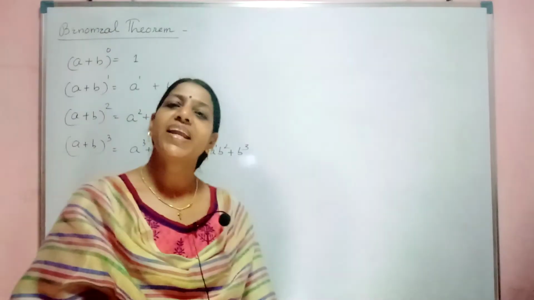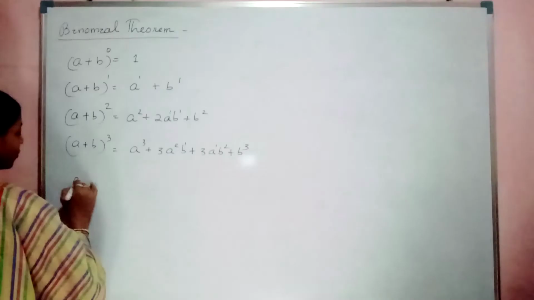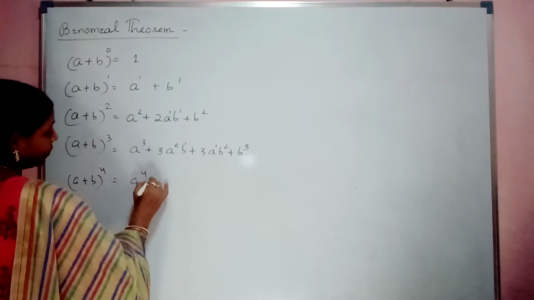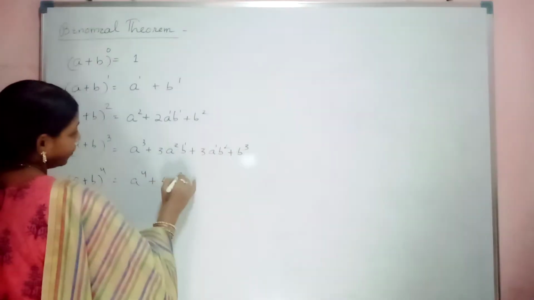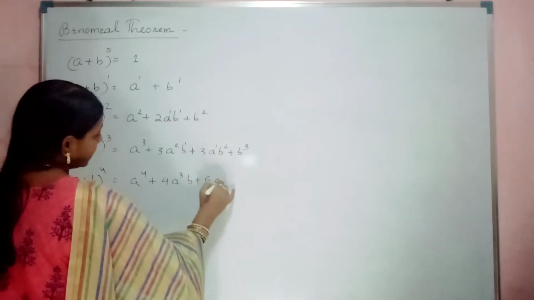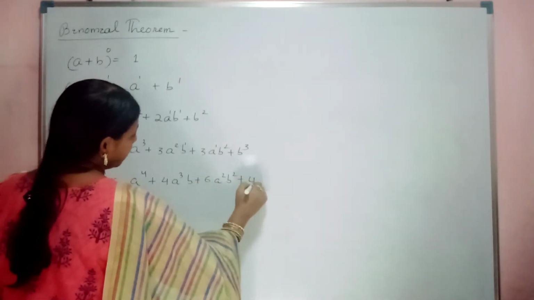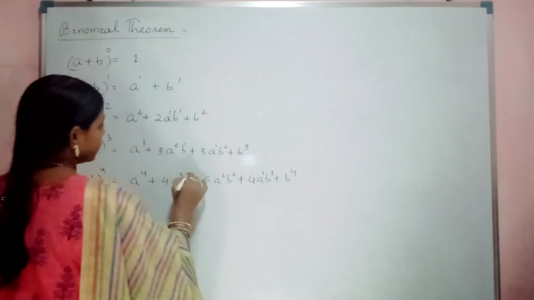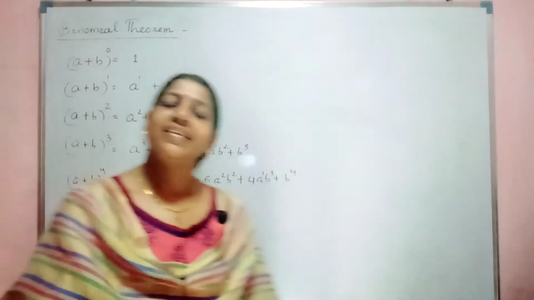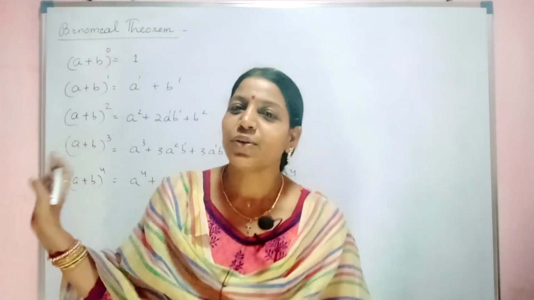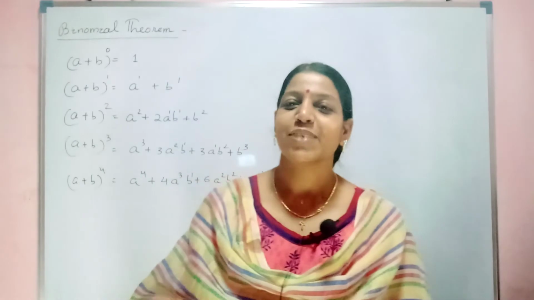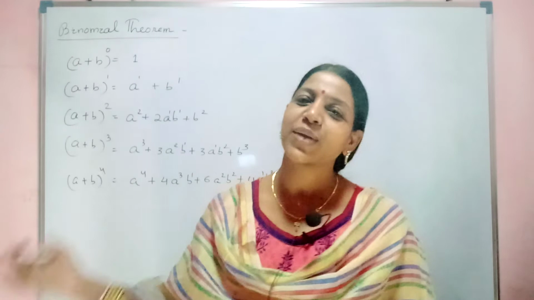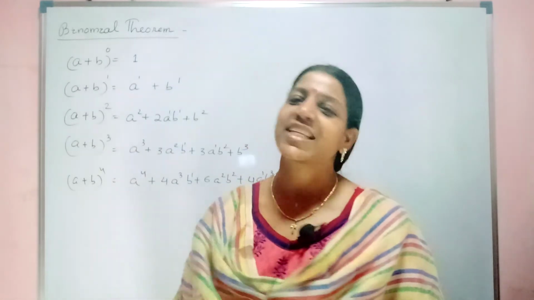Yes or no? If I write a plus b to the power whole 4, then what will you write? a to the power 4 plus 4 a cube b plus 6 a square b square plus 4 ab cube plus b to the power 4. Yes or no? Like this, up to 4 it is possible to write. More than that it will be difficult. Now let us see how we can extend this expansion.